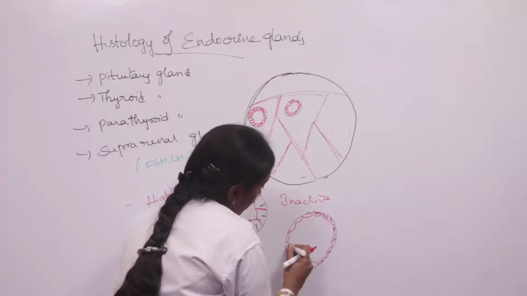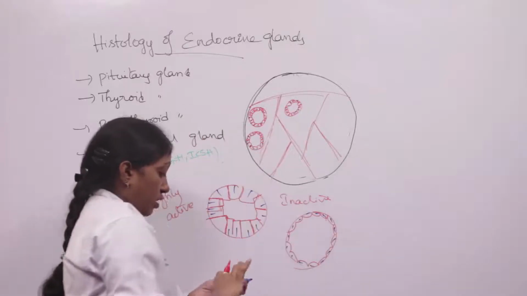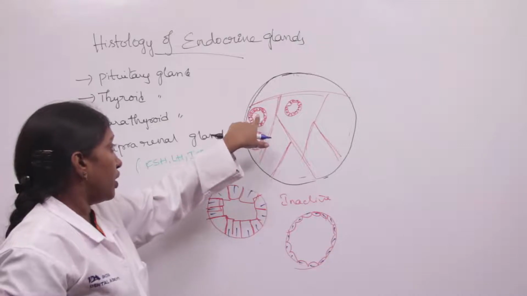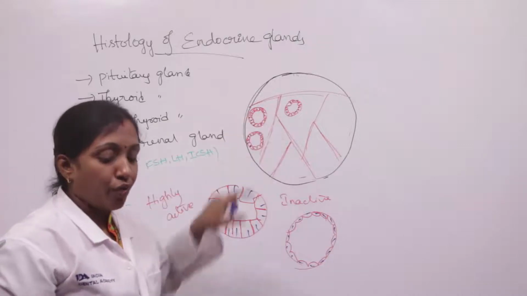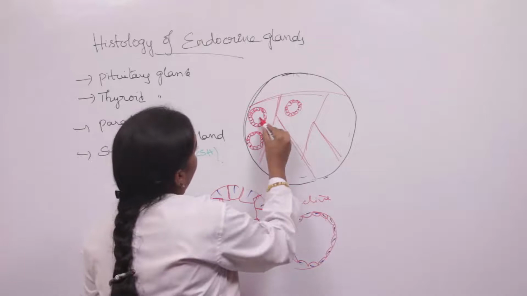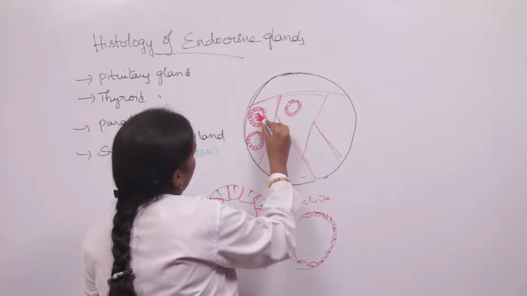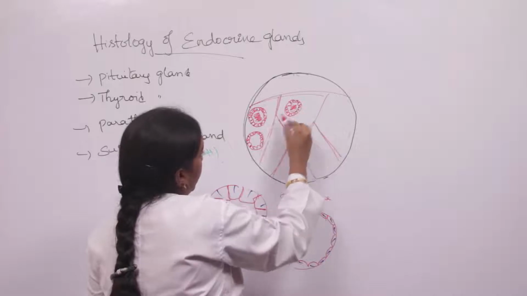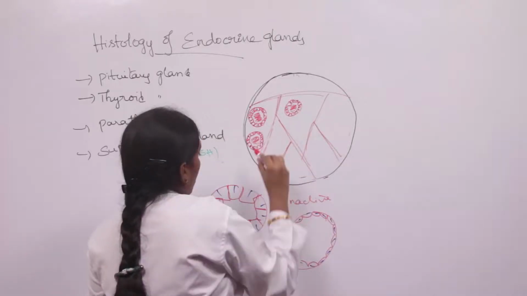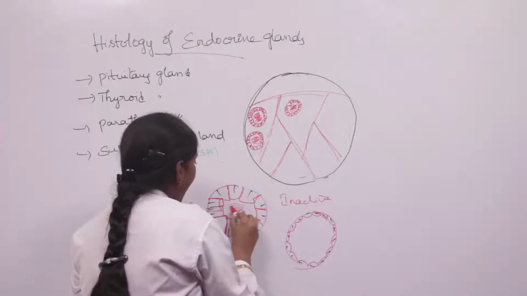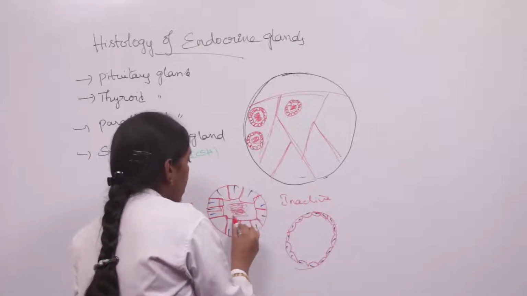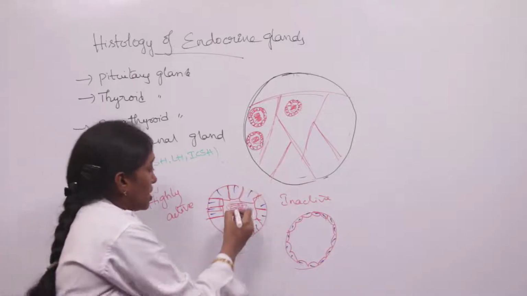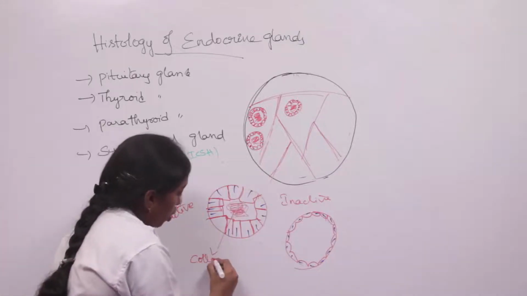This is the follicular cavity. In between the follicular cells, we have a cavity that is called the follicular cavity. The follicular cavity consists of colloid. In the highly active stage, the follicle contains a very small amount of colloid. So this is called colloid.